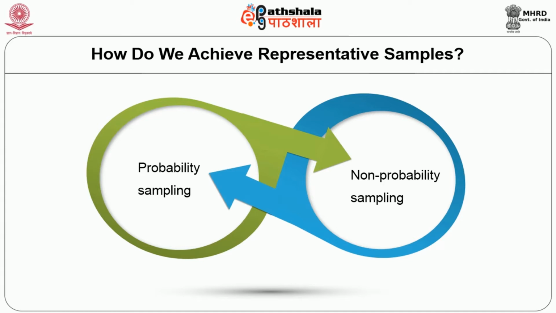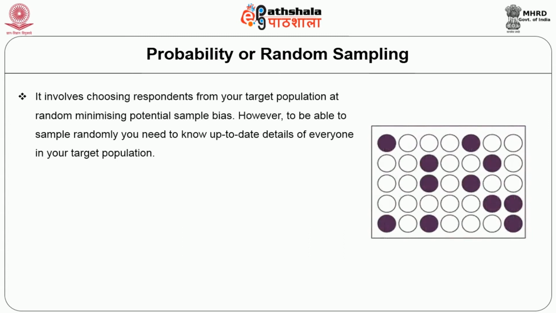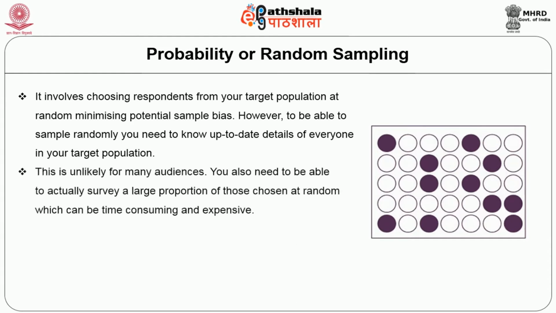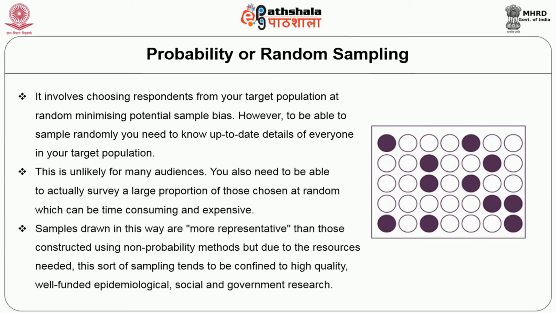There are two ways of deriving representative samples for research surveys: probability sampling and non-probability sampling. Probability or random sampling involves choosing respondents from your target population at random, minimizing potential sample bias. However, to be able to sample randomly, you need to know up-to-date details of everyone in your target population. This is unlikely for many audiences. You also need to be able to actually survey a large proportion of those chosen at random, which can be time-consuming and expensive.